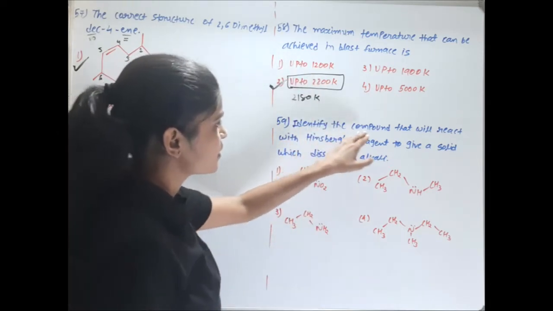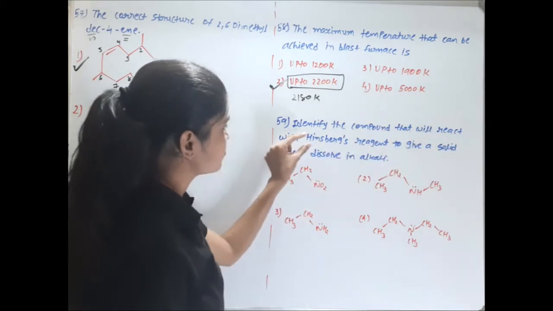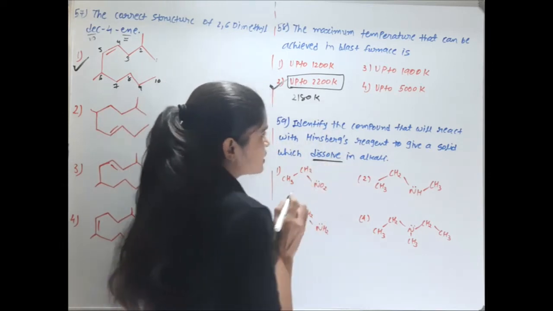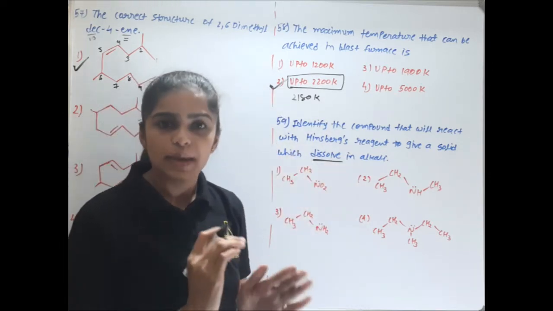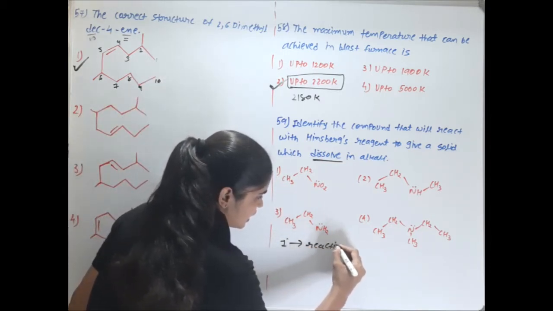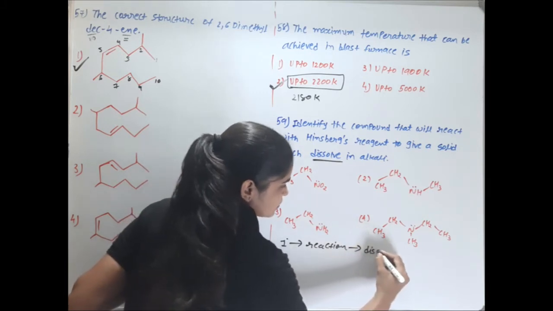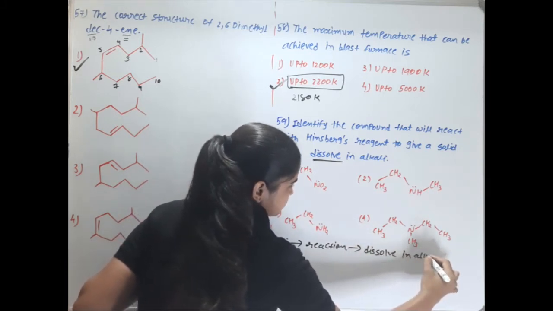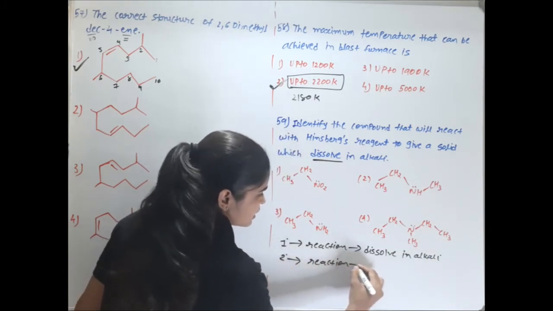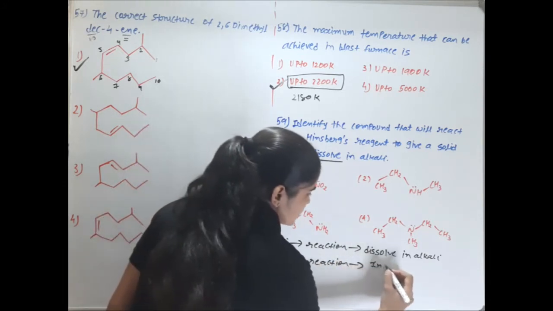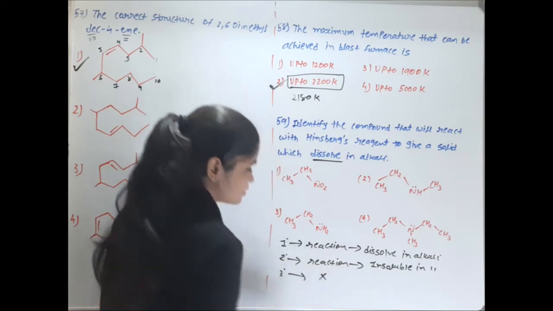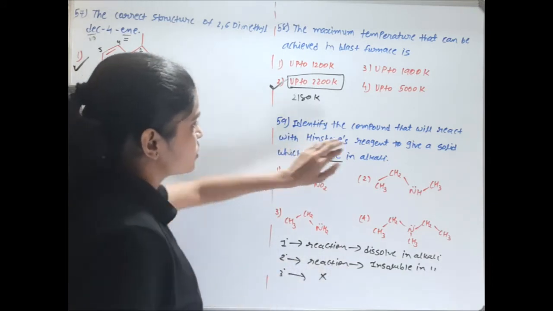Next is: identify the compound that will react with Hinsberg reagent to give a solid dissolved in alkali. Hinsberg reagent reacts with amines. For the first degree amine, it gives the reaction and dissolves in alkali. Second degree gives the reaction, but it does not dissolve, meaning it is insoluble in alkali. And third degree does not react.